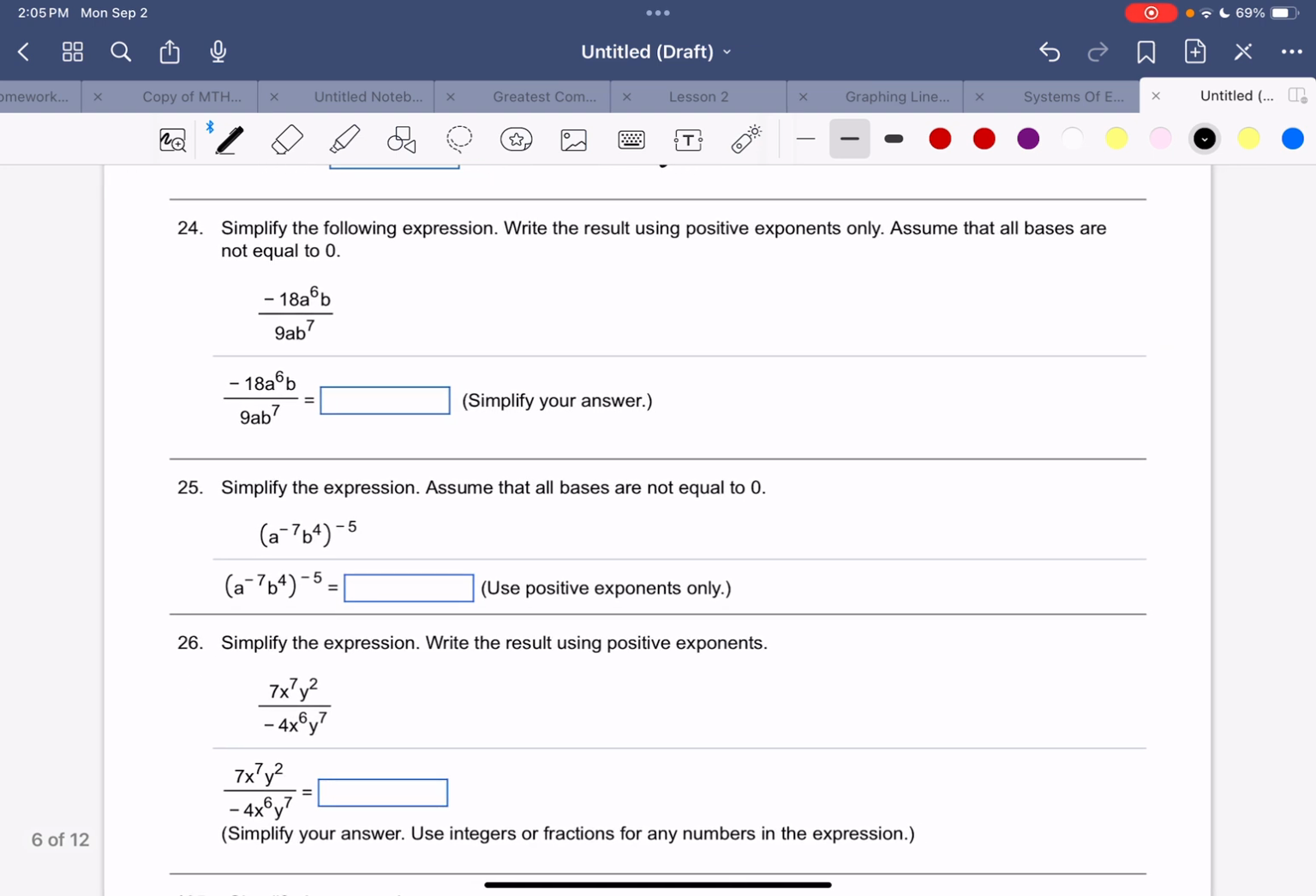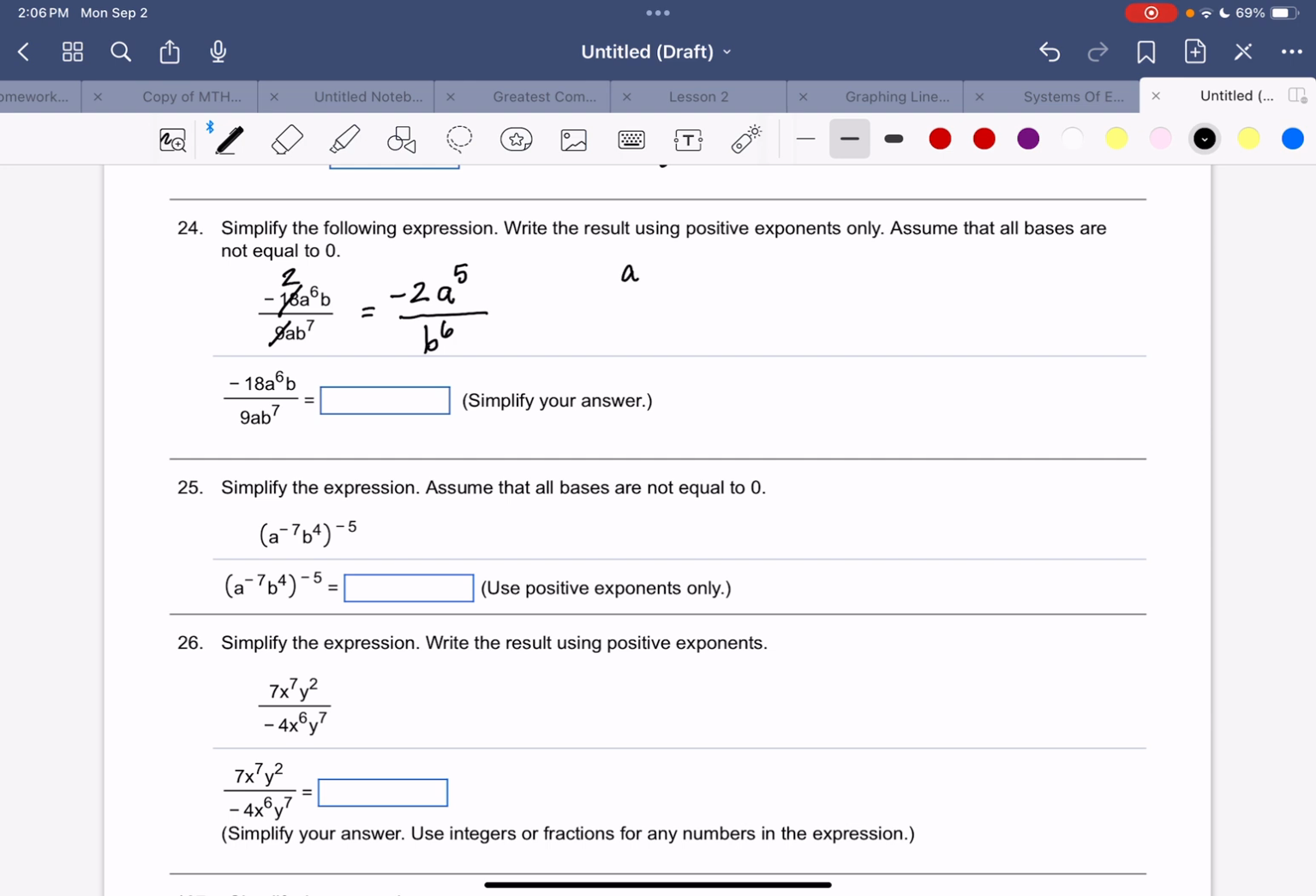Number 24, the 9 will go into the 18 and leave a 2, so that gives me a negative 2. I've got a to the 6, or 6 a's multiplied in the top, but only 1 in the bottom. That's going to give me an a to the 5th in the top. I have a single b in the top, but 7 b's in the denominator, so that's going to give me b to the 6th in the denominator.